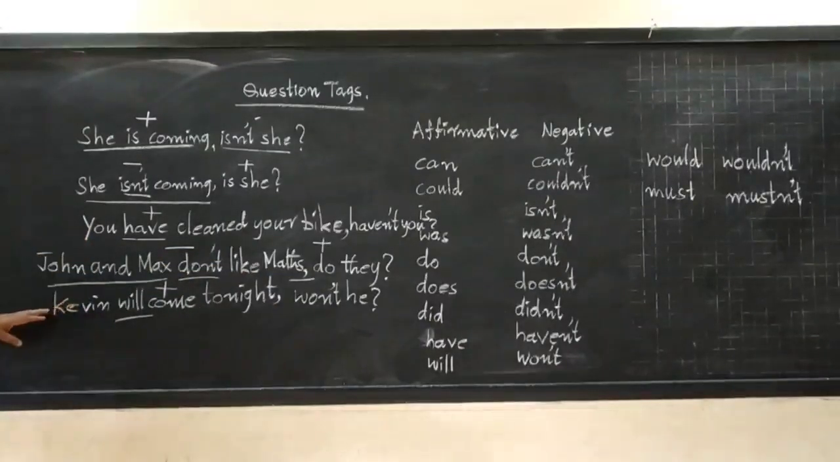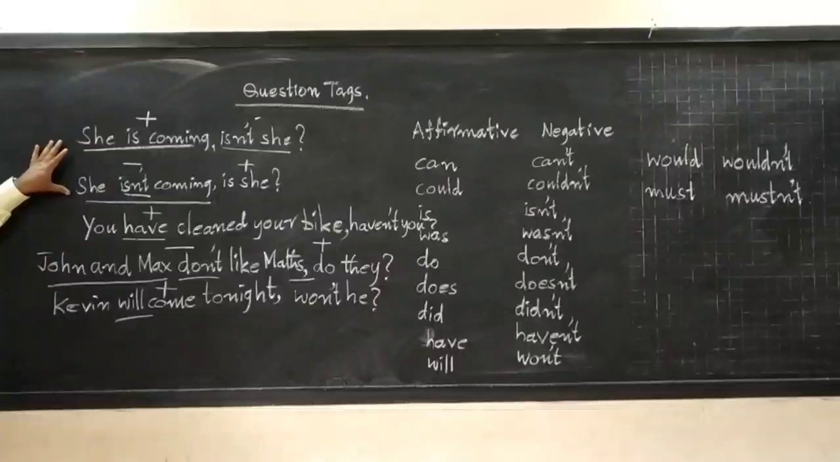So, this is how we use the question tags. You have found the difference between positive statement and negative statement. A positive statement is always followed by a negative tag, and a negative statement by a positive tag. Plus, minus, minus, plus. Remember this formula. The entire question tag is based on this principle of plus and minus. If you are aware of this very simple principle, you can answer any question tag.